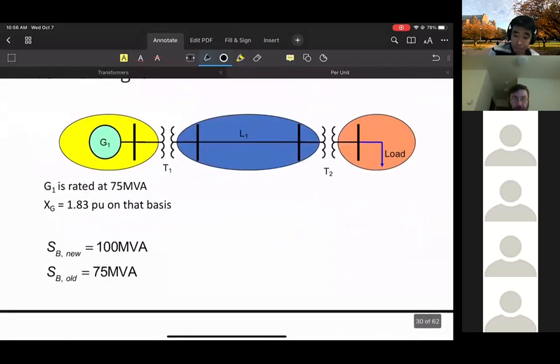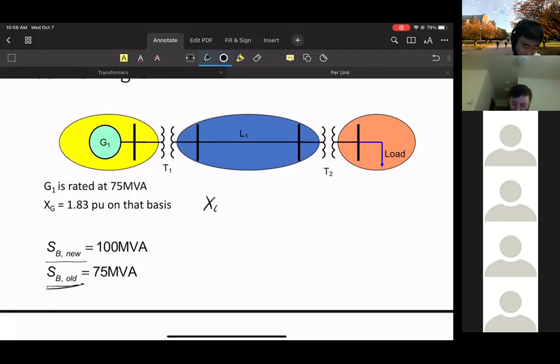Right, so remember that G1 is rated at 75 MVA. So the old basis is 75 MVA. Okay. The new base we chose is 100 MVA. So XG is given for the old basis, okay, for the 75 MVA. So we need to do a conversion, right?